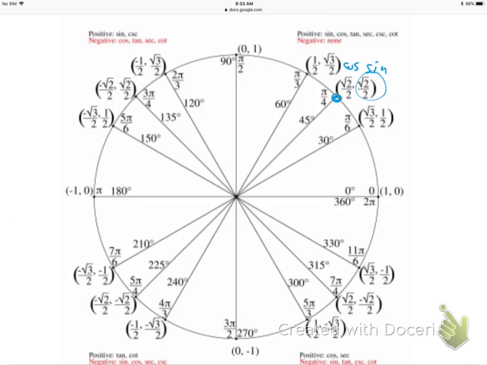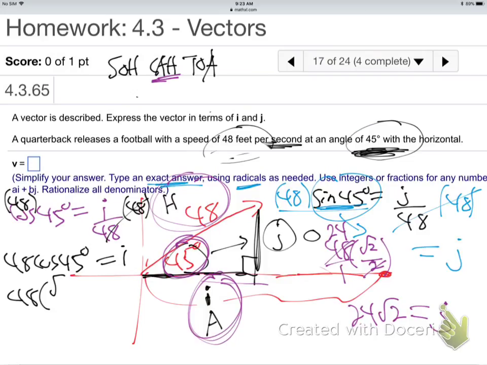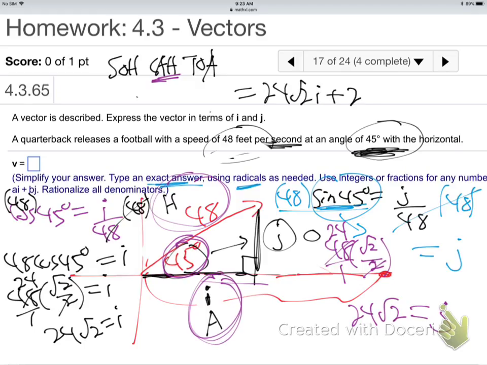Go to the unit circle. Cosine 45 is the same as sine 45, root 2 over 2. So it's 48 times root 2 over 2. Same thing, 2 goes into 48 24 times. 24 root 2 is I. So the vector is 24 root 2 I plus 24 root 2 J. There's the football vector, the same as 48 at 45 degrees. Does that make sense? Very useful in physics. You go on to physics to do all that kind of stuff.